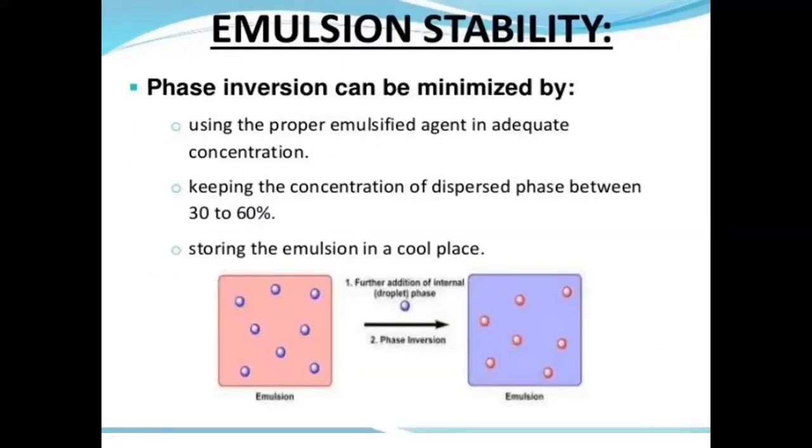Then phase inversion can be minimized by, मग आपण हे कमी करू शकतो. How is it minimized? By using the proper emulsifying agent. Proper emulsifying agent use करून आपण हे phase inversion stop करू शकतो. Also keeping the concentration of dispersed phase between 30 to 60%. त्या emulsion मध्ये जे dispersed phase आहे त्याचं concentration आपण 30 to 60% मध्ये मेंटेन करायचे. बाय दिस वे फेज इन्व्हर्जन कॅन बी मिनिमाइज.